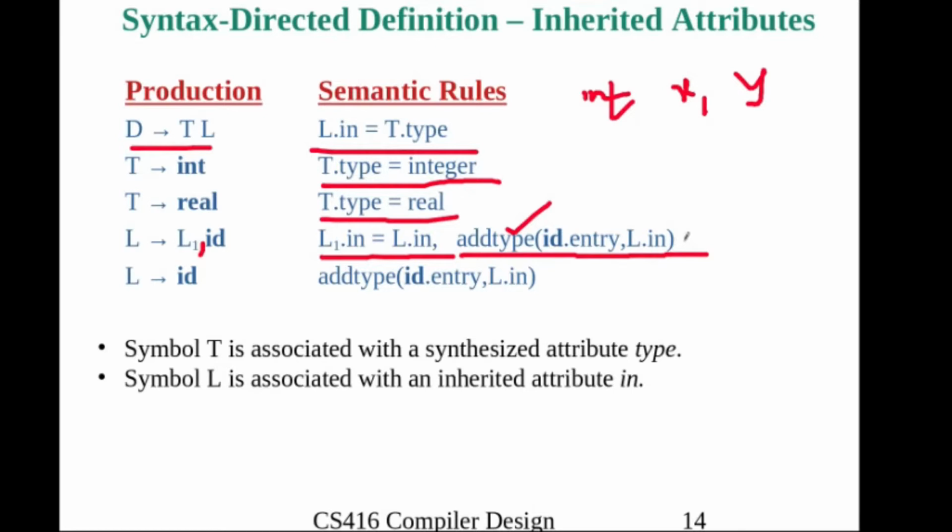What is L dot in? What is the value of L dot in that we have to add to the symbol table as the type of id? So this is the type. The type of id is L dot in. T is associated with the synthesized attribute type. L is associated with the inherited attribute in. So this is a type definition grammar, and these are the semantic rules.